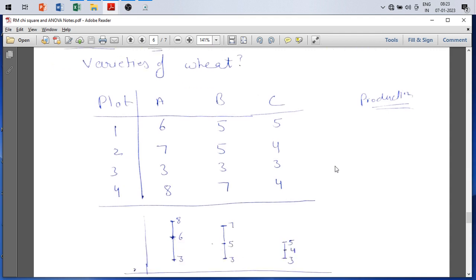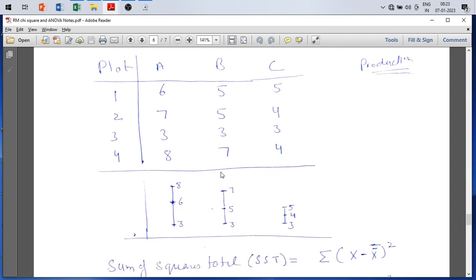Now, if we represent this data graphically, as you see here, for seed A there is a big variation from 3 to 8. This is just because of various random factors which are not part of the experiment, because these different plots may have different types of soil or other factors. But this data is from 3 to 8, and the mean of the data, if we work out, is 6.